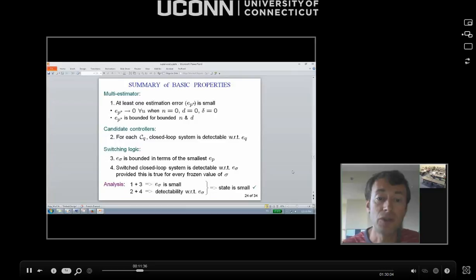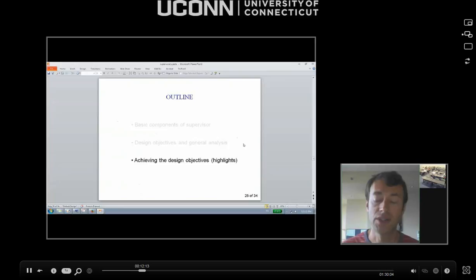The second property, before we get to the switching logic later on today, is that the candidate controllers should provide detectability. Each controller should provide the closed-loop system detectability with respect to the corresponding output E_q, which is the estimation error E_q. We recalled last time that detectability means small output implies small state. It is a standard notion for linear systems and also has counterparts in nonlinear system theory. So let me discuss a bit about this.